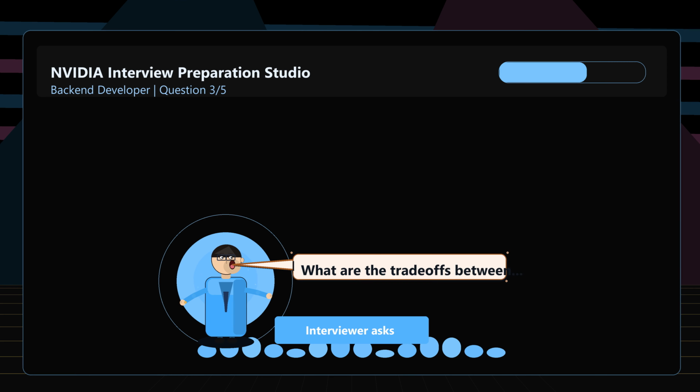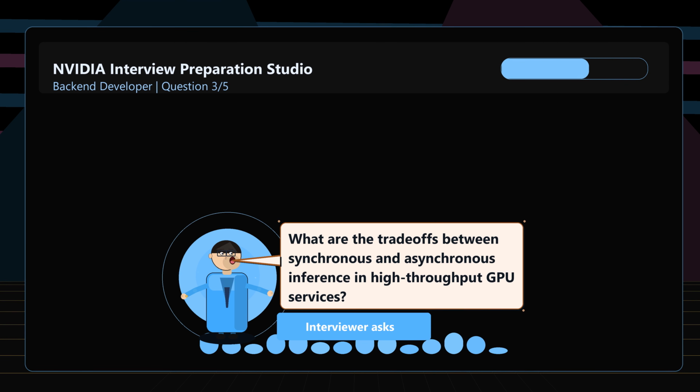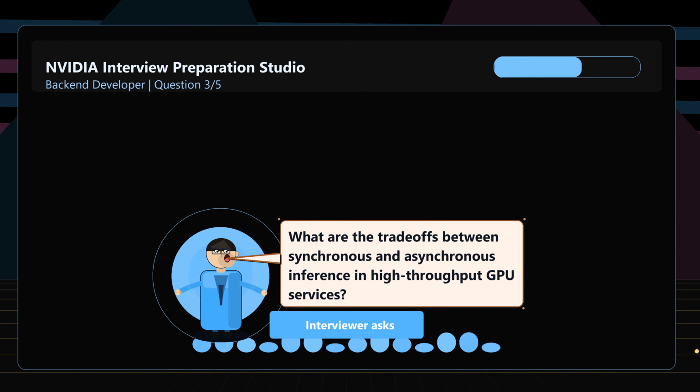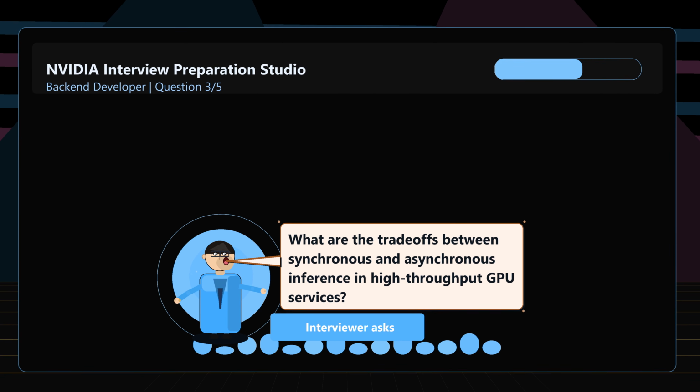Can you explain the trade-offs between using synchronous versus asynchronous inference when handling high-throughput GPU workloads? How do these affect performance and resource utilization?